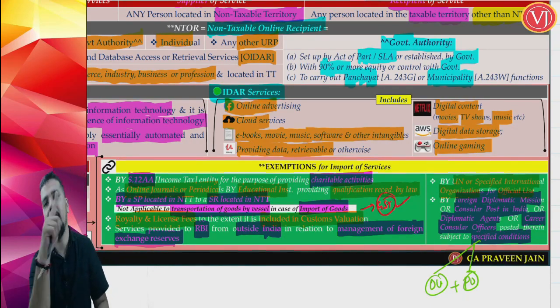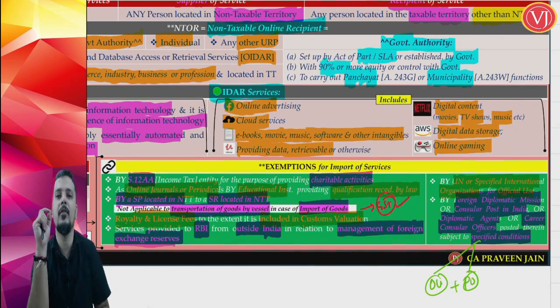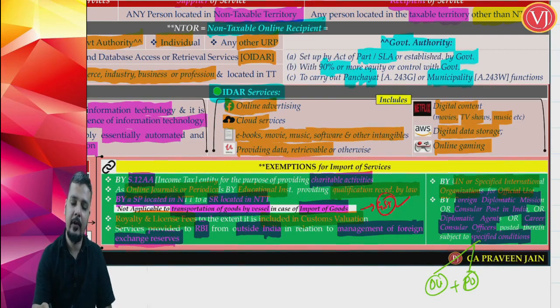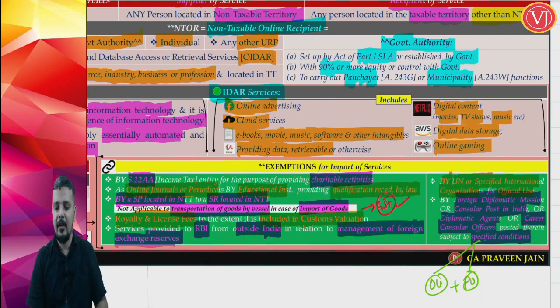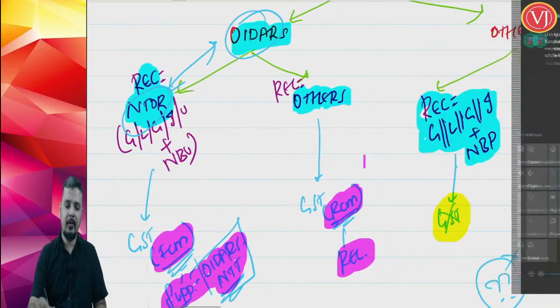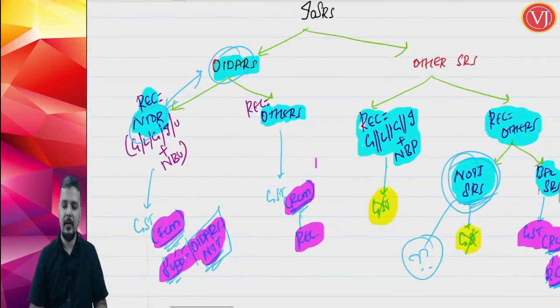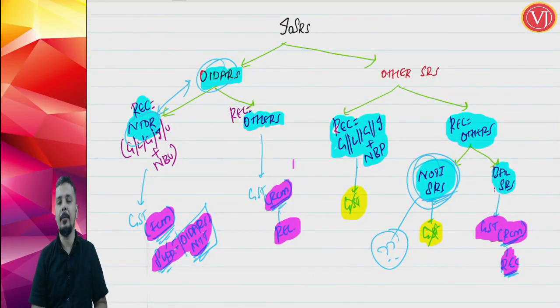Next is receipt by RBI from a supplier outside India in relation to management of foreign exchange reserves. Next was United Nations or international organizations, suppliers outside India, they are receiving it for official use. Next is your foreign diplomatic missions or consular posts in India, or diplomatic agents or career consular officers in India, whether it is for official use or for personal use, subject to certain specified conditions, it is exempt. These are all the notified services. So this chart is more than sufficient for you to understand the taxation of import of services.